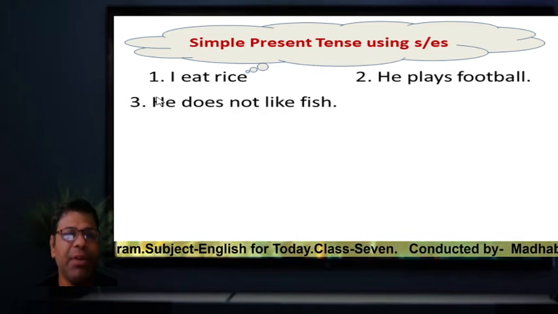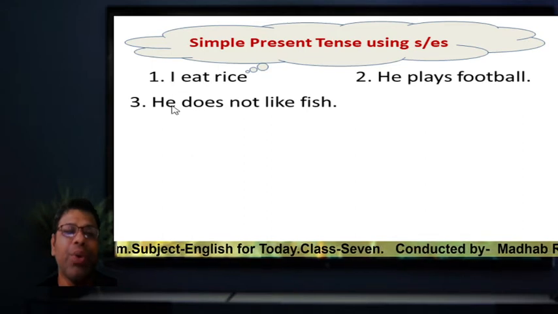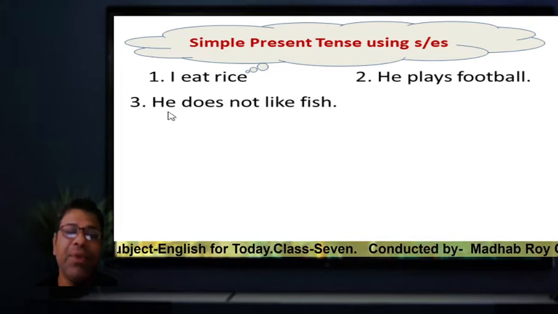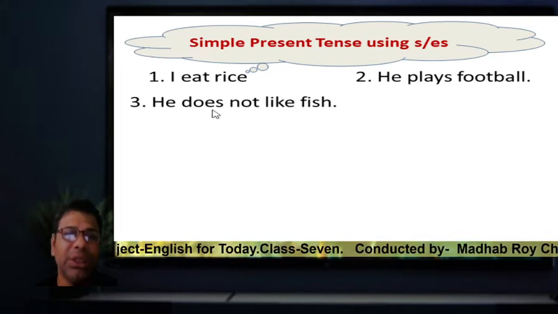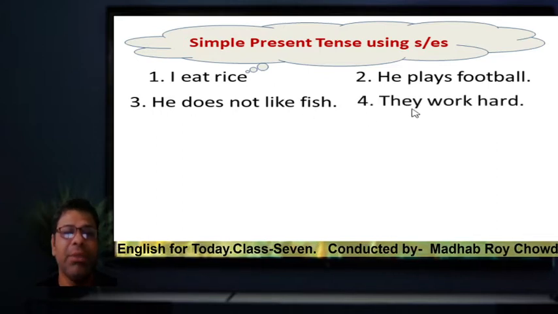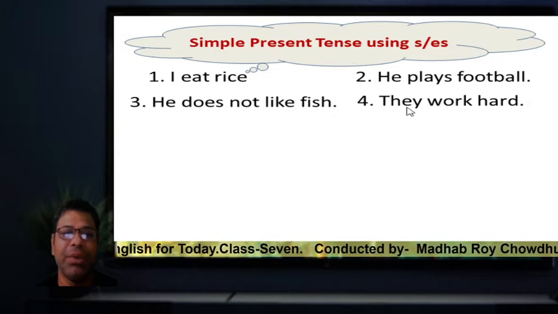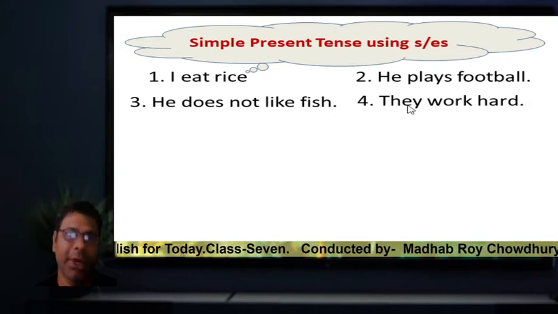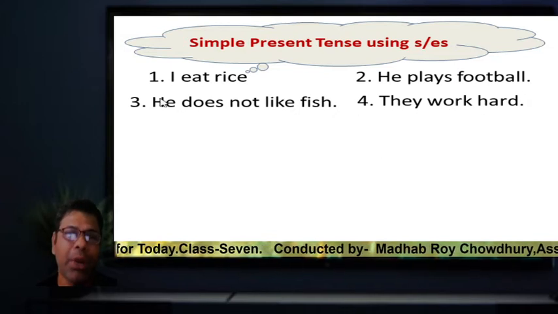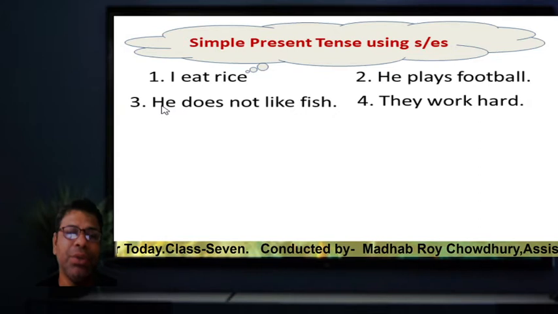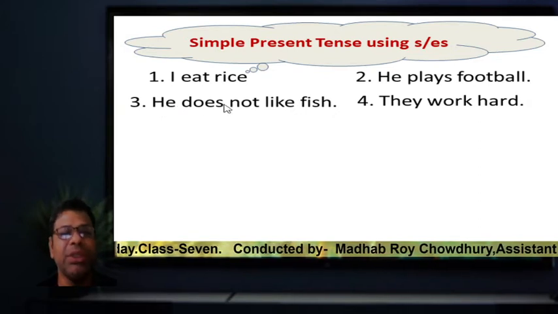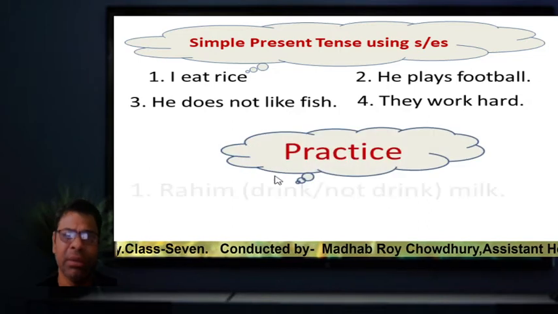He does not like fish. Does. If the subject is I or you, what will happen? You do not like fish. I do not like fish. But if I say Colin, then you must use does, because Colin is third person singular number. Another example, they. This is third person but not singular number. They work hard. That's why whenever we use a third person singular subject, we must use s or es.